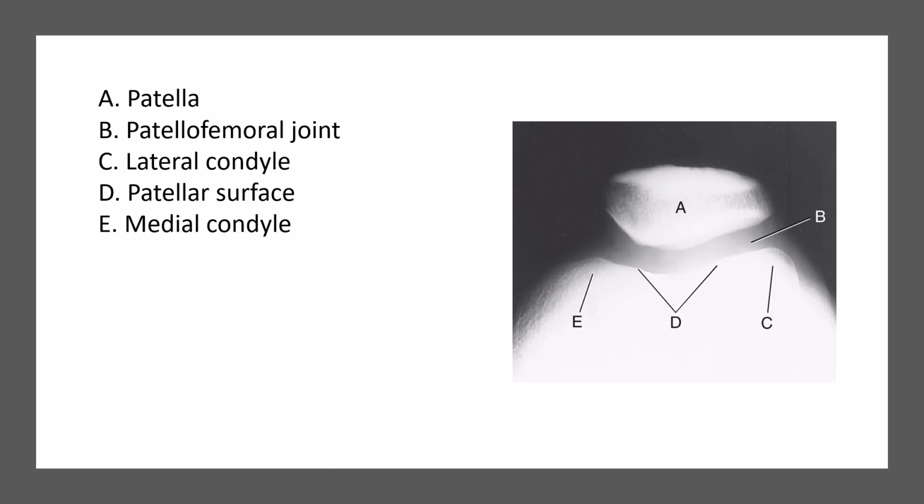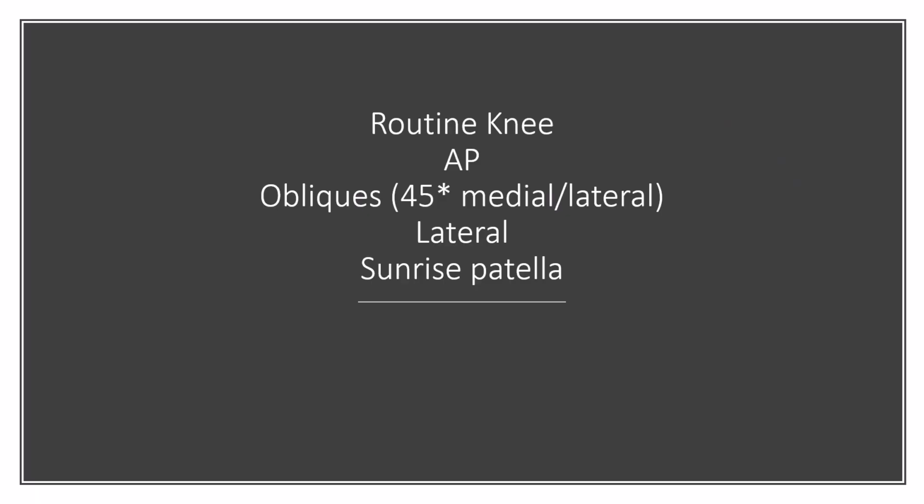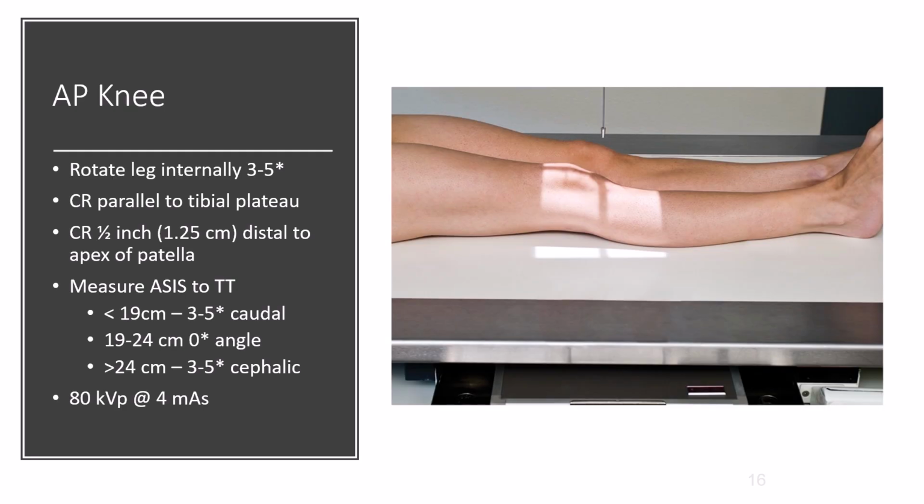All right, when we get into the positioning, when we look at a routine knee, there are actually 5 views to a routine knee. They include an AP, both obliques, a 45-degree medial oblique and a 45-degree lateral oblique, a lateral knee, and one view of the sunrise patella. Those are the routine views for a knee. If we look at AP knee, that is on page 247 of your textbook.